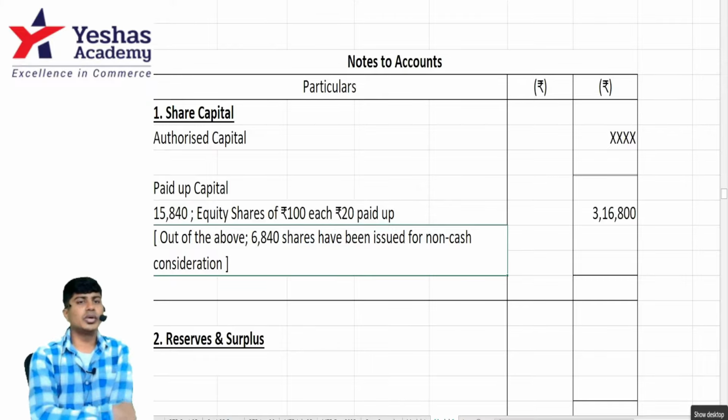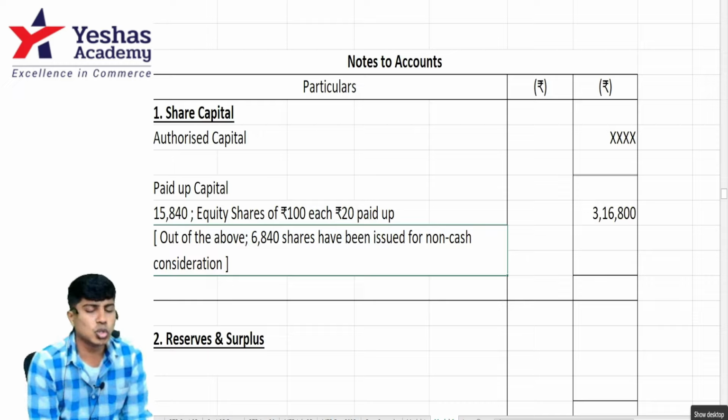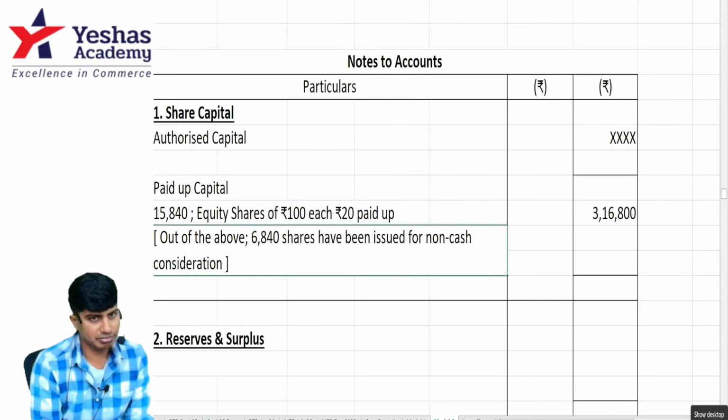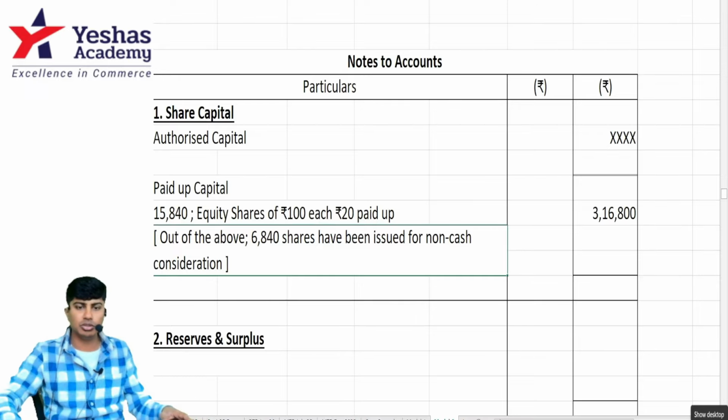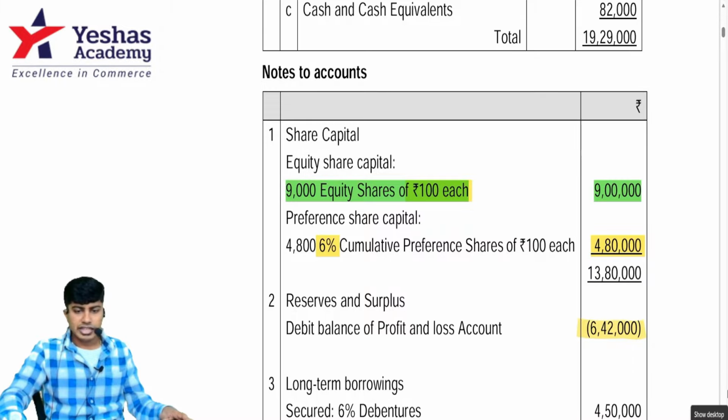Some part of it towards arrears of preference dividend to preference shareholders. Some part of it to debtors against the balance loan. Understood? Mandatory disclosure. You don't do this, don't expect marks. Then preference share capital next in the balance sheet notes to accounts.